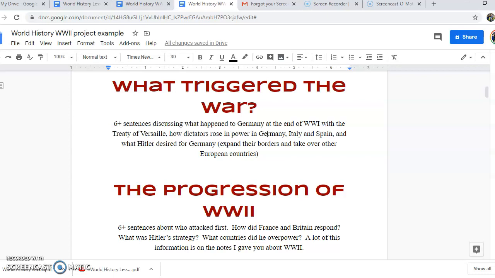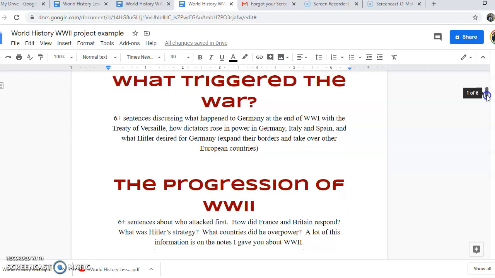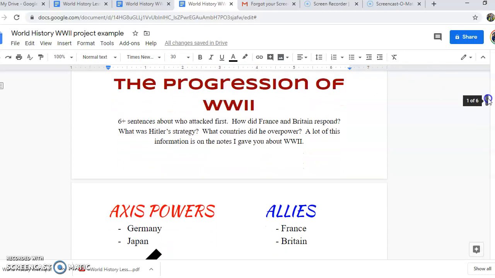What did Hitler desire to happen to Germany? He wanted to expand their borders. He wanted to take over other European countries and become a world power. So you're going to be writing at least 6 sentences about this information. Make sure your titles for each category are large and they're bold. You can choose the font, you can choose the color.